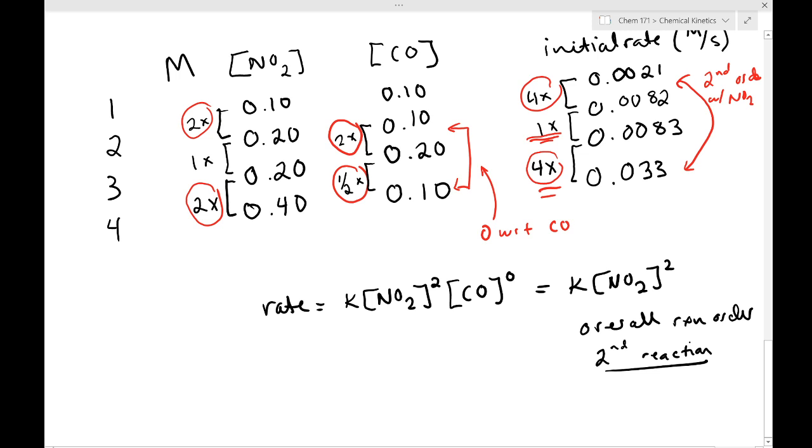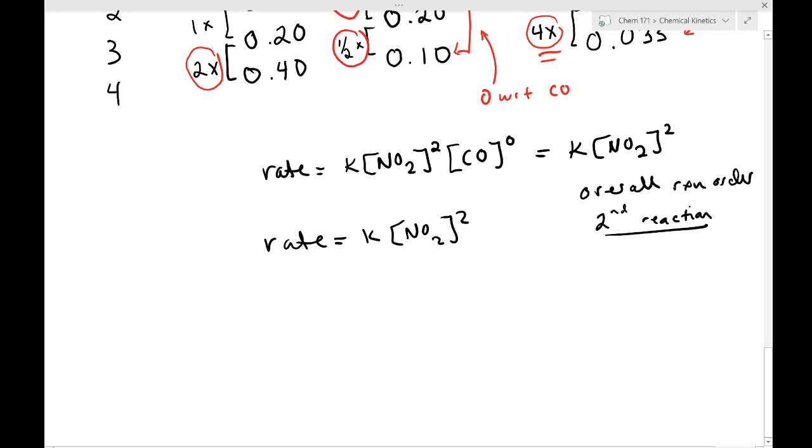And now all we have left to find is the rate constant. So remember, I can choose any of these above examples to calculate what the rate constant actually is. I'm just going to use one. Okay, so we have rate. I'll just write it down here. Rate is equal to rate constant times NO2 raised to the second power. I'm going to rearrange this so that I have k all alone. k is equal to rate divided by NO2 squared.